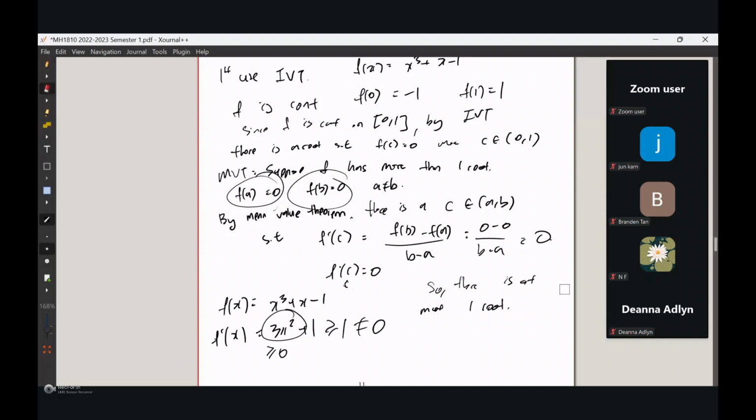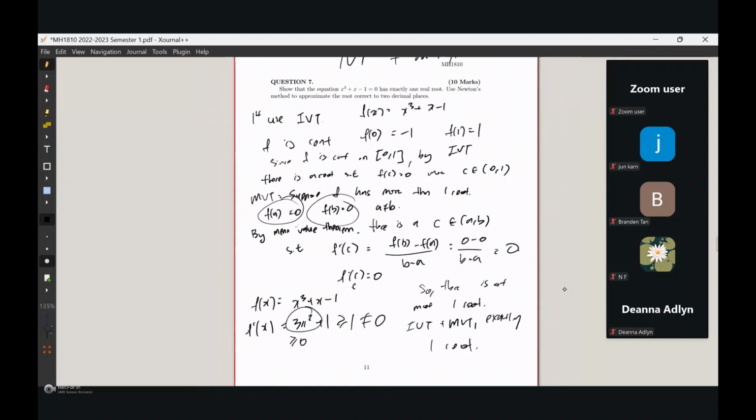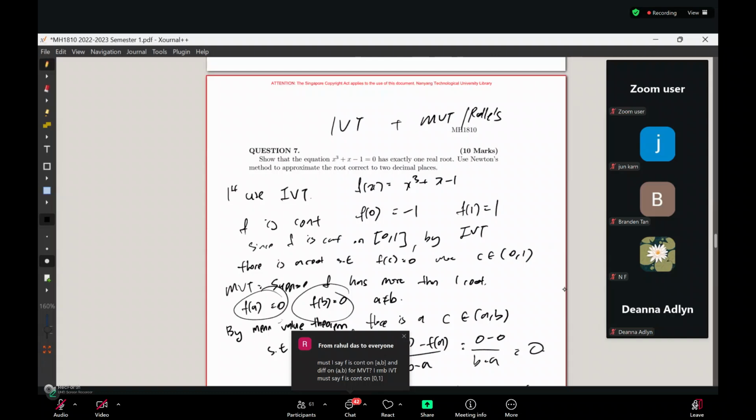You combine IVT and MVT, and you will get exactly 1. So IVT plus MVT, you have exactly 1 root. So that's for the proving part here.